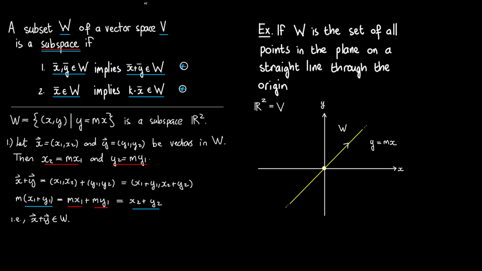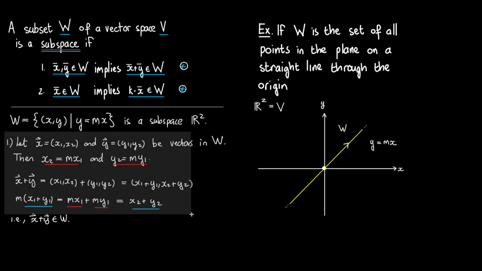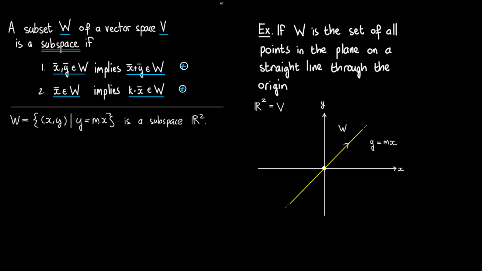The second property is actually very similar, and let's just quickly run through that. So the second property would say, again, what we need to do is just let x be a general two-dimensional vector in W. Then, when we take the scalar multiple of x, we need to show that this is a vector in W.